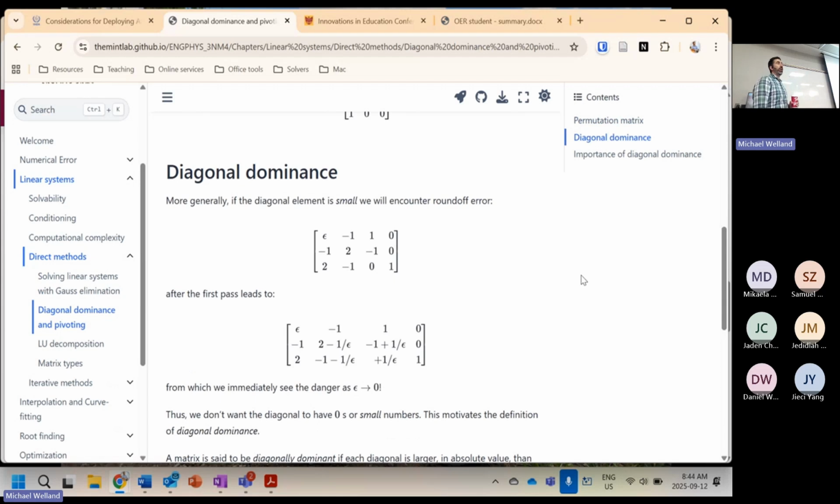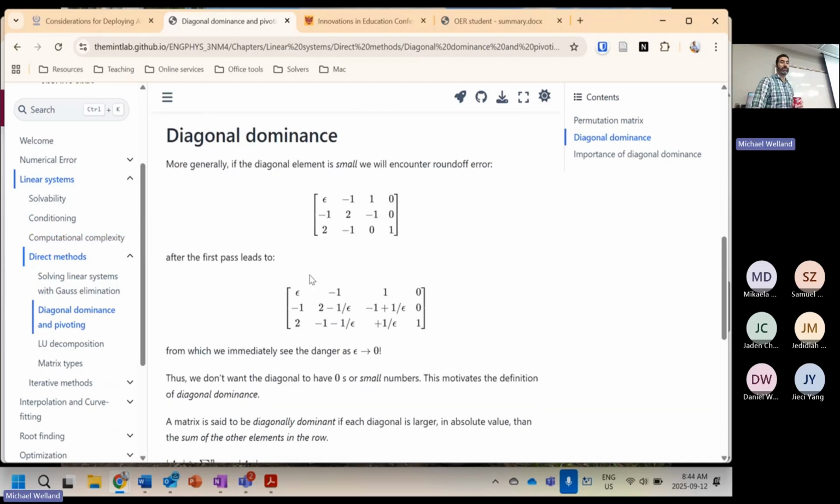Wouldn't it be nice if there were a generalized concept that would include the case of zeros being on the diagonal? Turns out there is. It's called diagonal dominance. As a general statement, if the diagonal element is small compared to the other elements in that row, we're going to run into problems. And the derivation for this is beyond the scope of this work. This is like a 20-year research project, right? To work this out, they came up with diagonal dominance, and it's actually a super simple way to think about this.